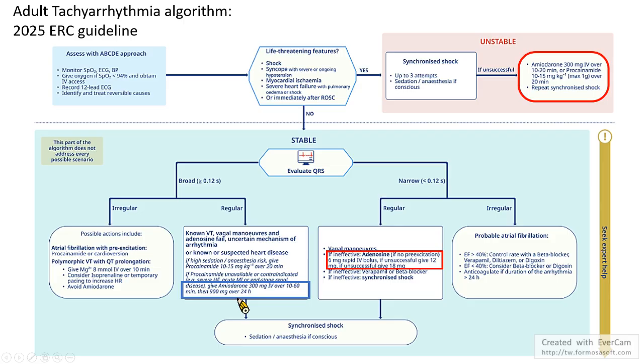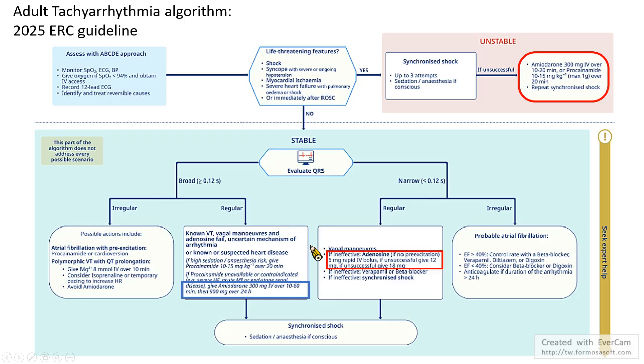May use amiodarone at the same, higher dose compared to the AHA, up to 300 milligrams. But if it is irregular with a wide QRS, then we need to think of atrial fibrillation algorithms for the management, and also consider giving magnesium or isoprenaline, as well as temporary pacing to increase the heart rate, and try to avoid amiodarone in that situation.